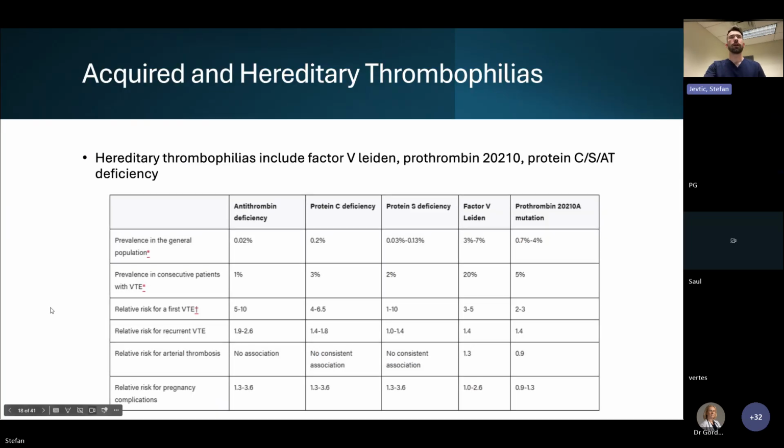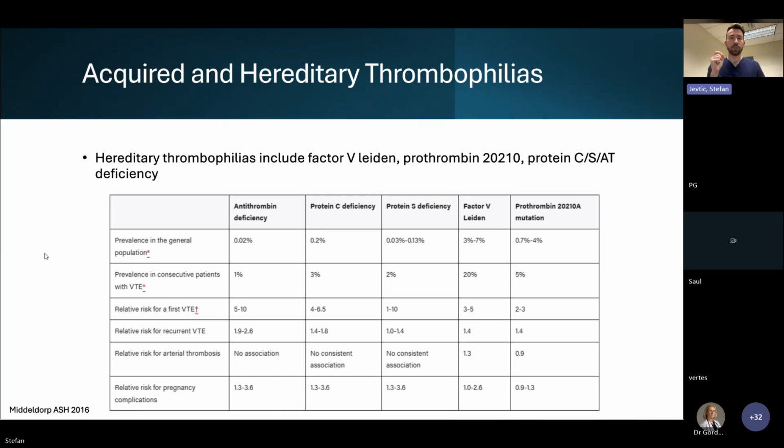And so our acquired and hereditary thrombophilias, starting with the hereditary. This typically includes factor V Leiden, prothrombin gene mutation, and your protein C, S, and antithrombin deficiencies. And this is a nice summary table by Saskia Middeldorp, published over 10 years ago, looking at the prevalence of each of these thrombophilias in the population and their relative risk. What I really want to highlight is that factor V Leiden is the most common, 5 to 20% based on the population you're looking at.